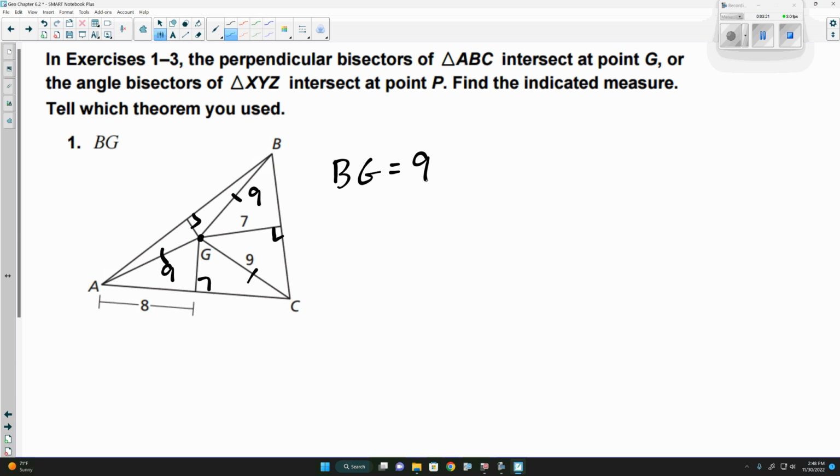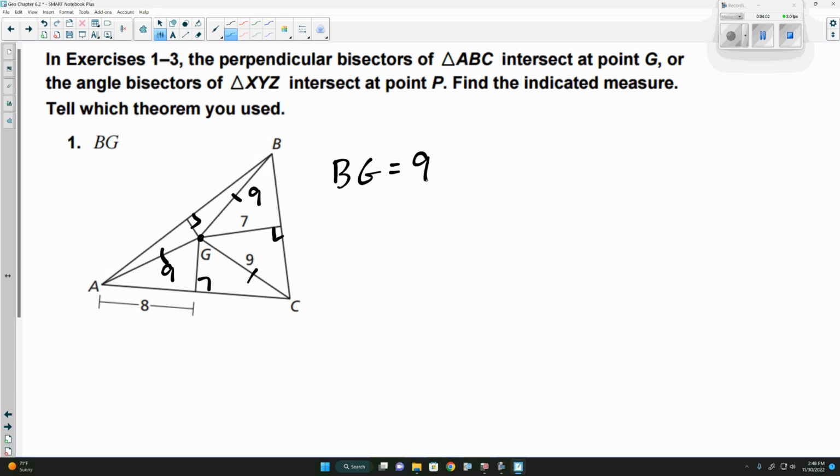Questions on this here? With the circumcenter, the distance from that point to the angles are the same. So these are all 9. Well, all the ones from that point to the angle. So AG, GC, and BG are all the same. These here would not be 9. They have a different value.